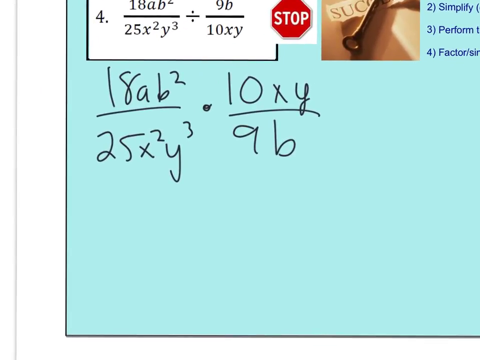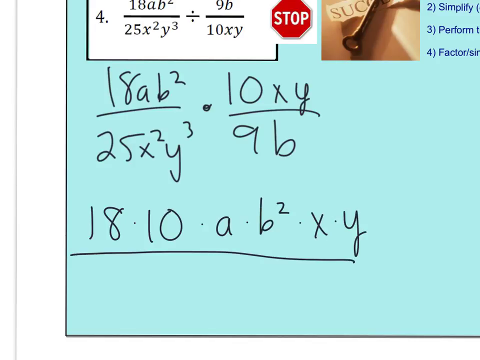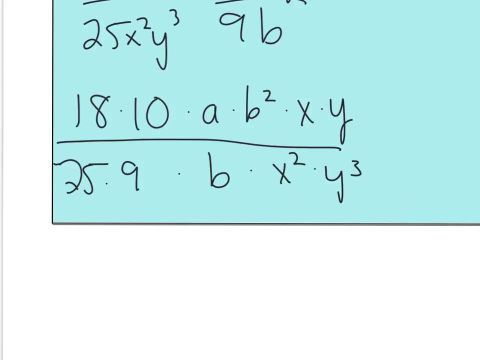One step that might help you guys if you're struggling with this so far is just to write everything on one fraction and then just kind of put things together. So you have 25, 9, I got a b, I've got x squared, we got y cubed. So just kind of line everything up and then see what you can cancel out from there. So that's 25. So 18 and 9 becomes 2. Okay, 10 and 25 can both be divided by 5, so that becomes 2. That becomes 5.